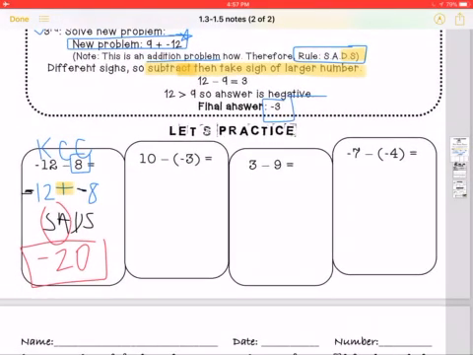Now, KCC is kind of like, you might know the acronym KCF, which is keep, change, flip. That's when we divide with fractions. So this is just another similar one, but we're doing KCC. Keep, change, change. So let's take a look.